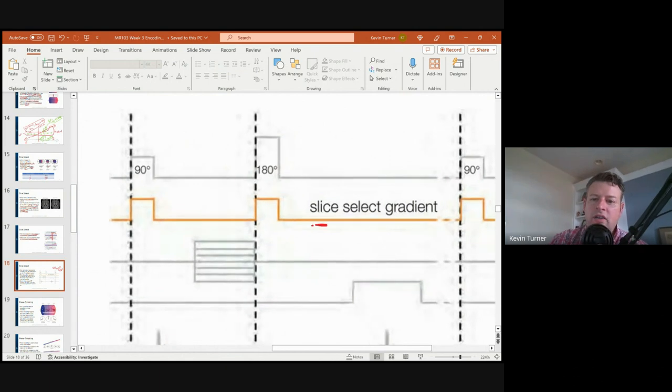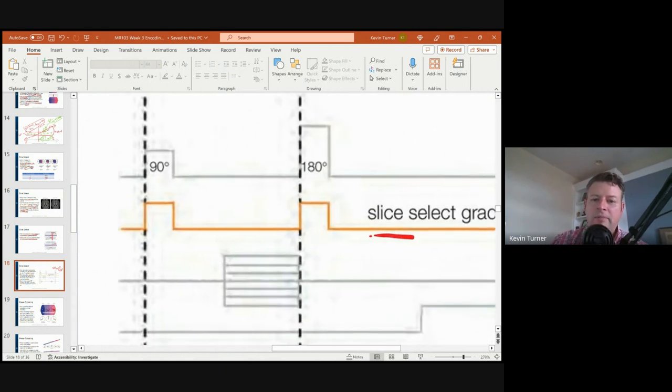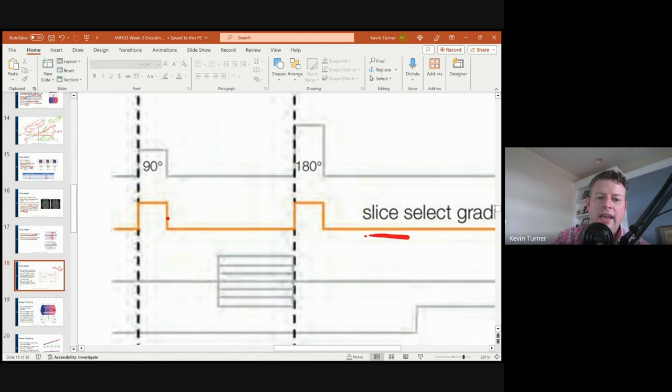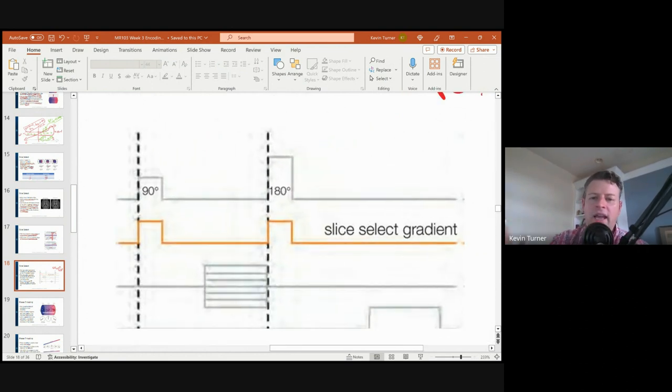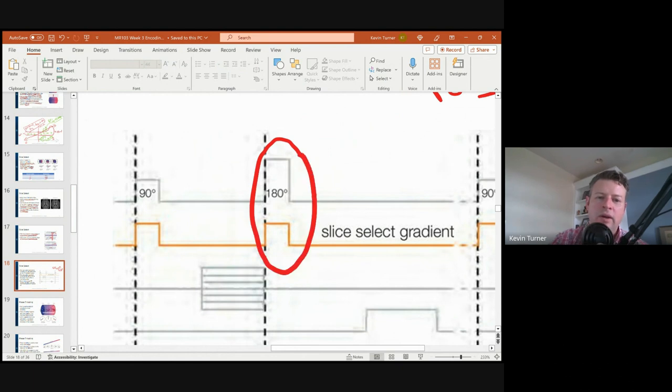This is the slice select gradient. When we look at this pulse sequence diagram, when this goes up, that means the gradient is turned on in the positive direction. When it goes down, it's in the negative. Notice that for the slice select gradient, it is turned on at the same time as the 180 and the 90 degree RF pulse.